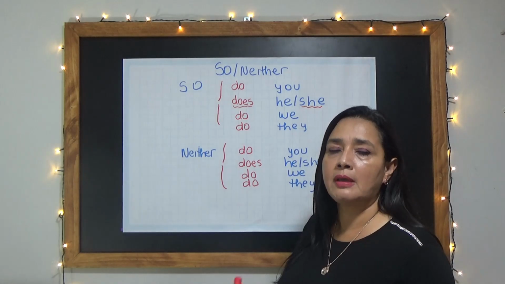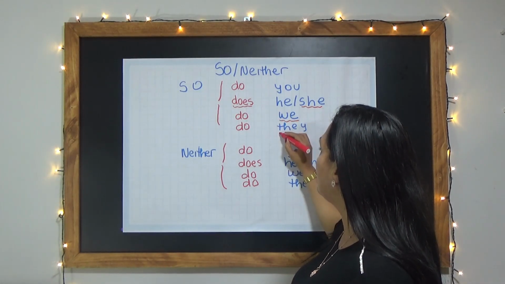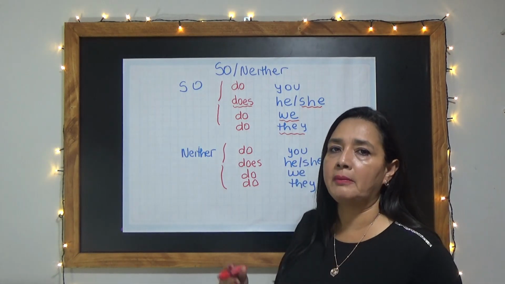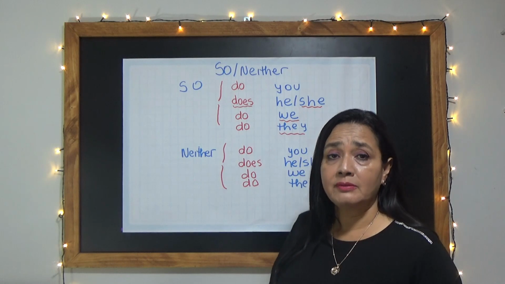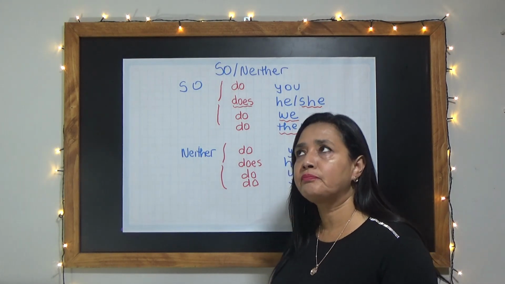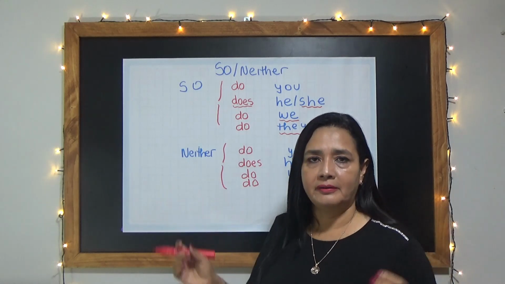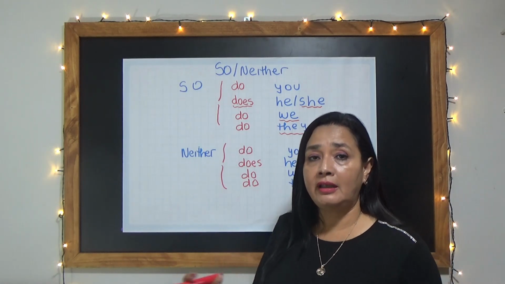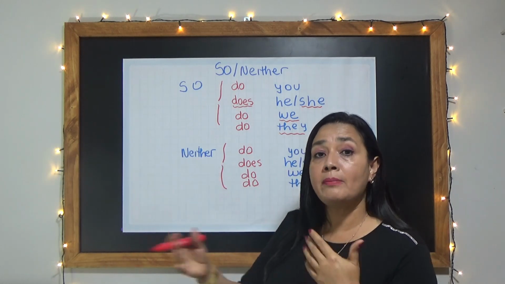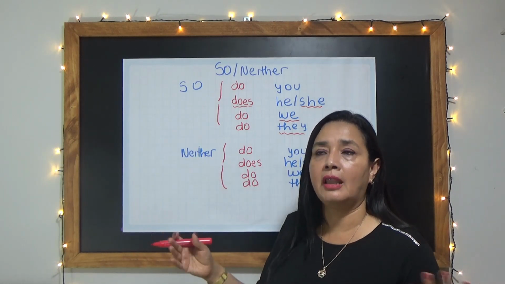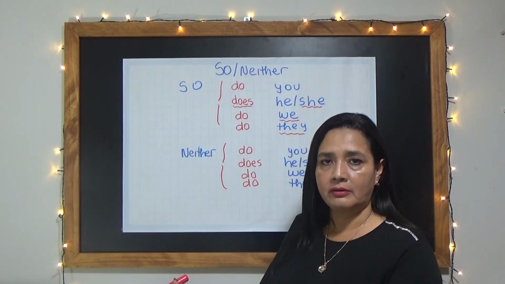If it's you and somebody else, you can use the pronoun "we", or if you're talking about somebody else, you can use the pronoun "they". You can use somebody's name. For example, if I say, I live in Lima, you can say "so does John". We both live in Lima. I live in Lima and so does John.